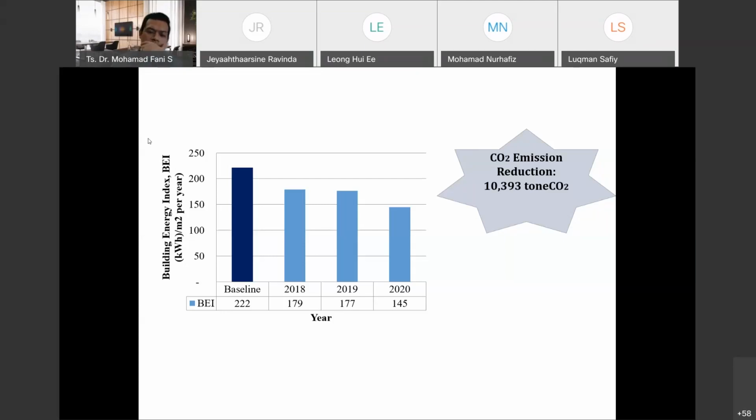And the BEI, Building Energy Index, from the baseline 222 to 145, and we target to be green campus, and with the BEI less than or improve to 130 kilowatt hour per meter square per year. That's the units for the BEI, Building Energy Index.